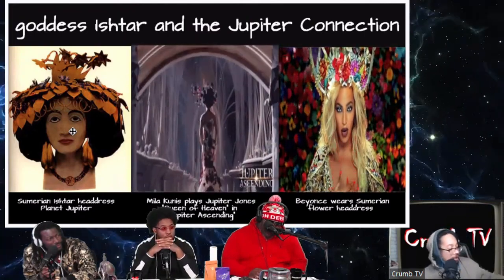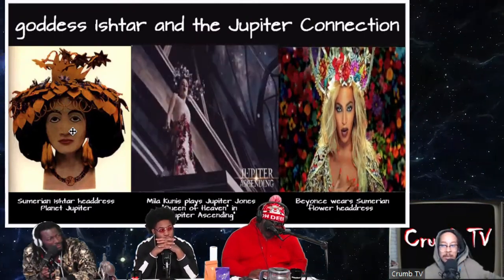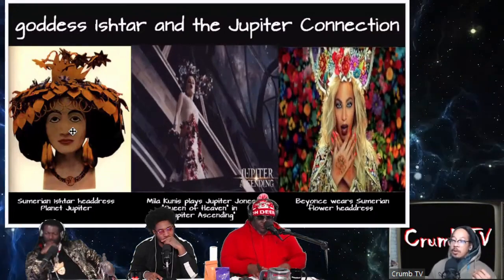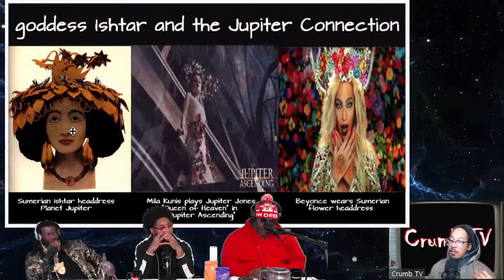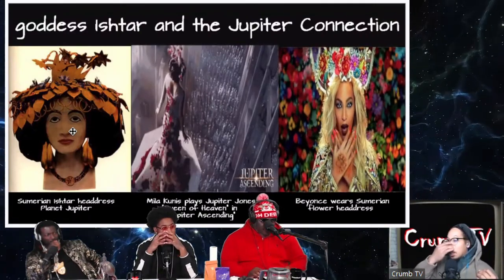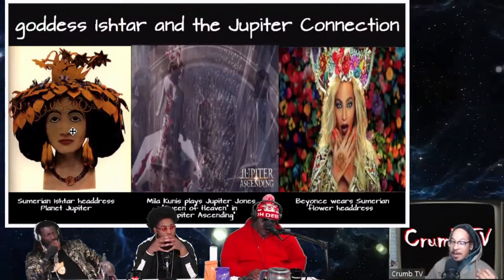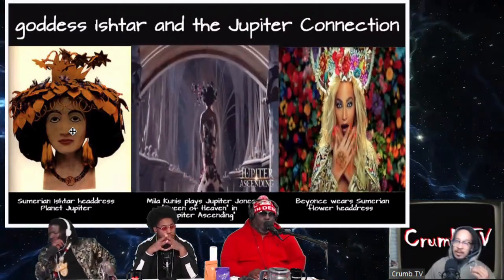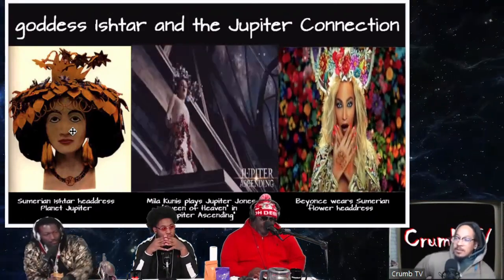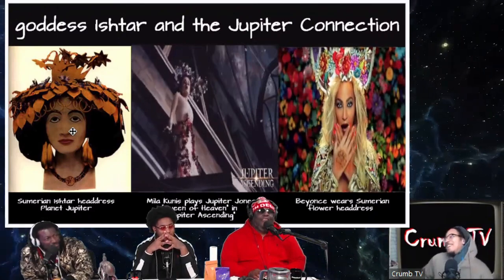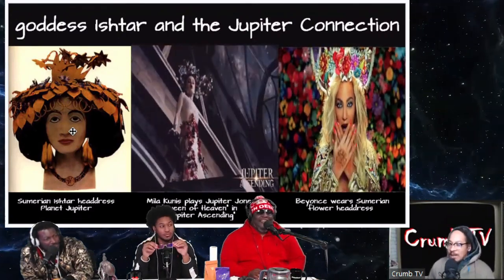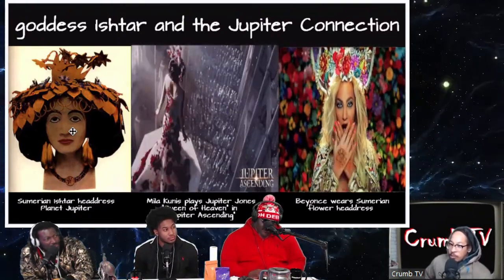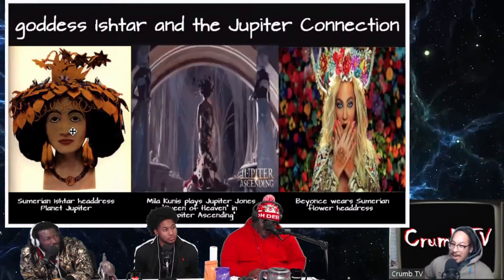Actually, I wanted to ask the Podcraft, has anybody seen the movie Jupiter Ascending? Now, those two brothers that stole that movie from Sophia Stewart, the Terminator and Matrix, they were the ones that made Jupiter Ascending. We're going to do a movie night. Wonder who they stole that from. Also, Beyonce wears her Sumerian flower headdress for her tribute to Ishtar and the Jupiter connection.